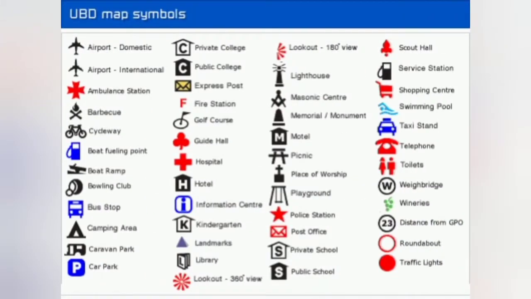The next one we have is symbols. It is very important that we know each symbol in the map. For example, in this picture, we have the airport, ambulance, gas station, bus station, car park, hospital, golf course, and hotel. In each map, it is very important that we know exactly the meaning of each symbol. In case of emergency, we know where to go and where to stop. It is very important, especially when we are traveling.